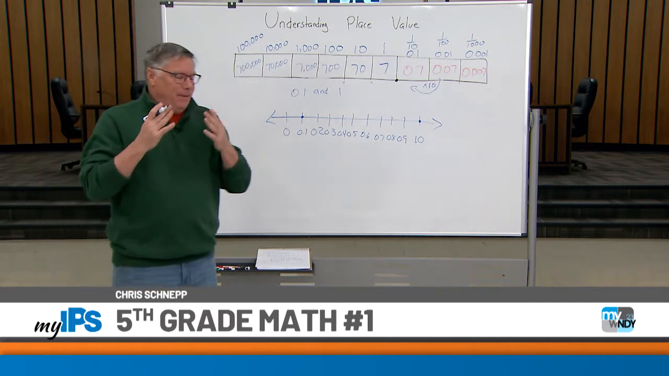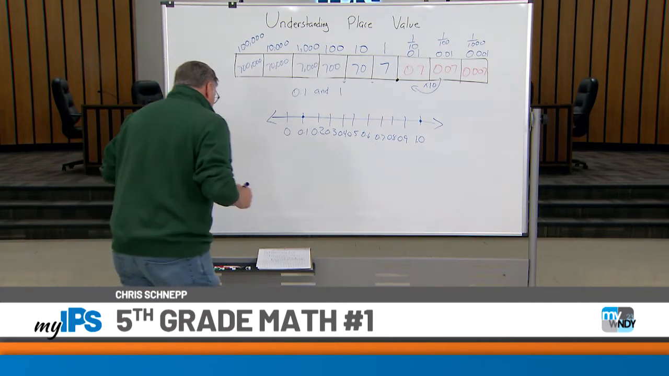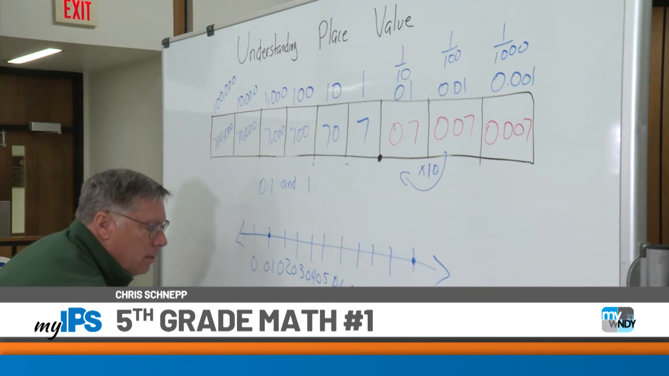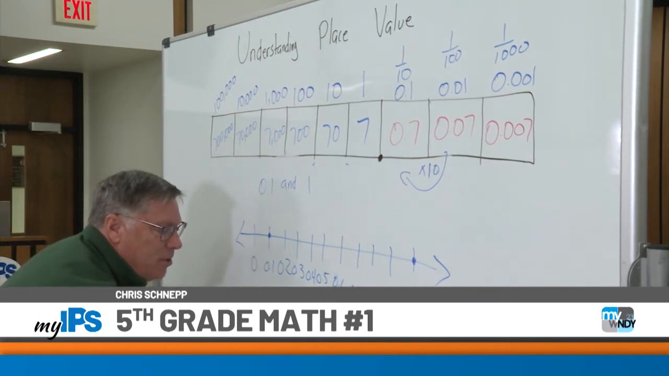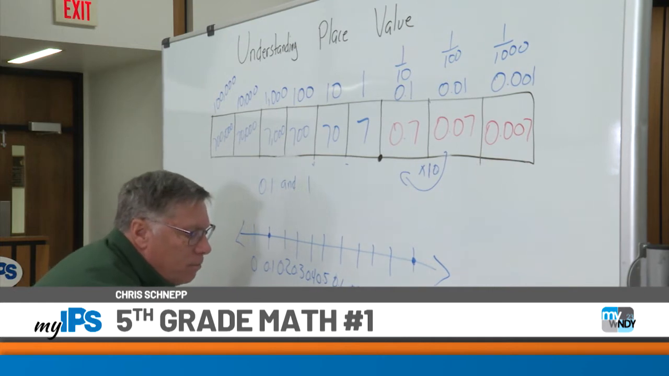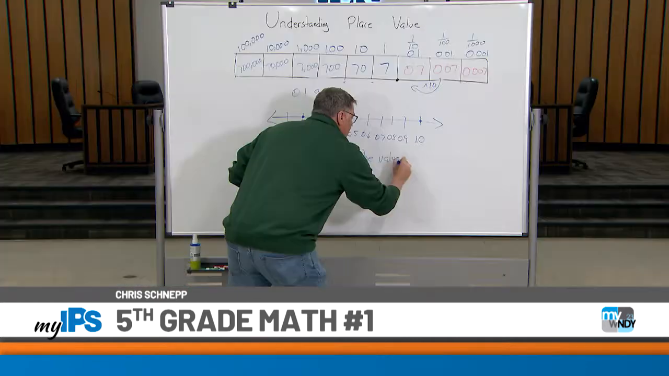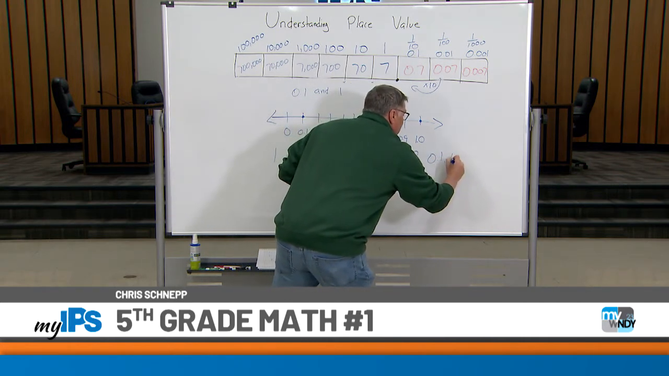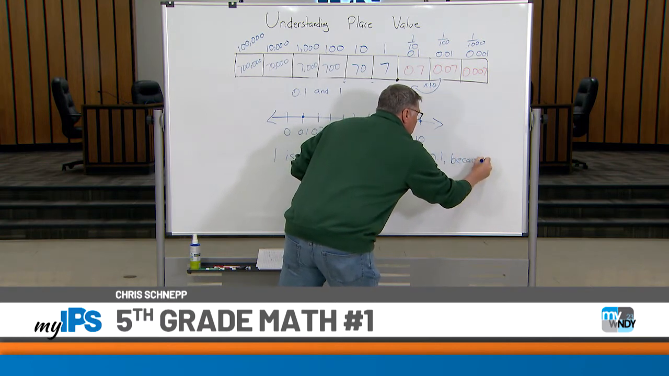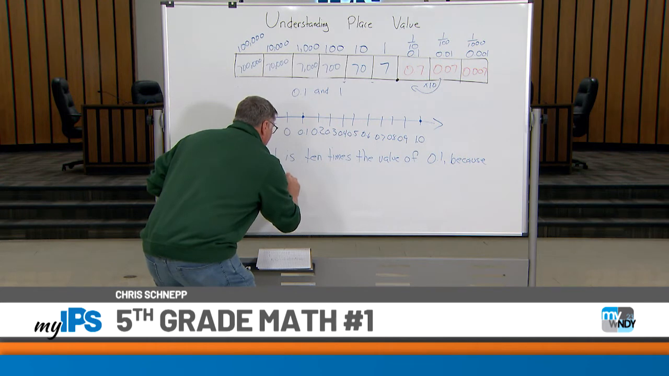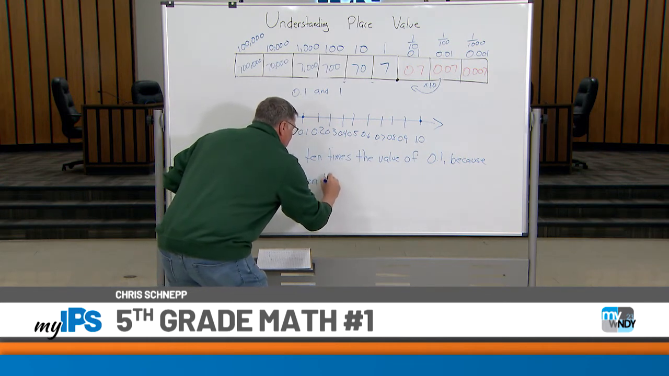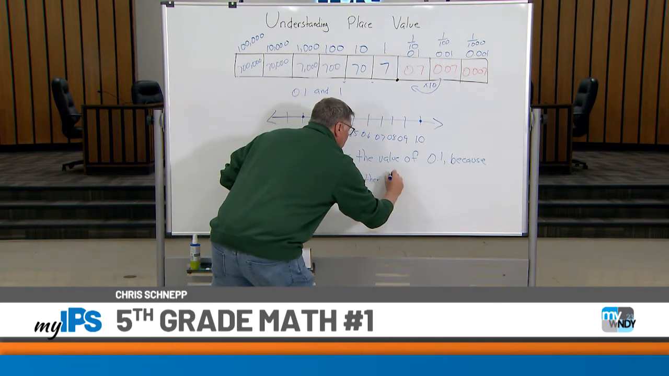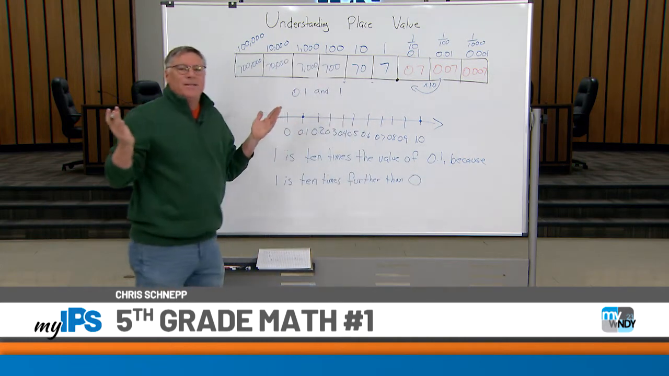Okay, and this is very simple. You're just writing a sentence. Okay, and your sentence might look like this. 1 is 10 times the value of 1/10 because 1 is 10 times further than 0. That's simple.